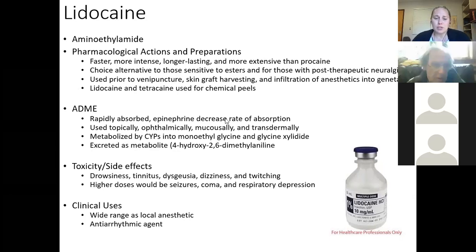If it has been over-administered, you can see some side effects here: drowsiness, tinnitus. But if administered at a high enough dose, it can result in things like seizures and coma. So when we were looking at some of those central nervous system and cardiovascular effects, and the more severe examples of that, you can see here that lidocaine definitely falls within that category of reaching that level of depression, both in the CNS and the respiratory system.